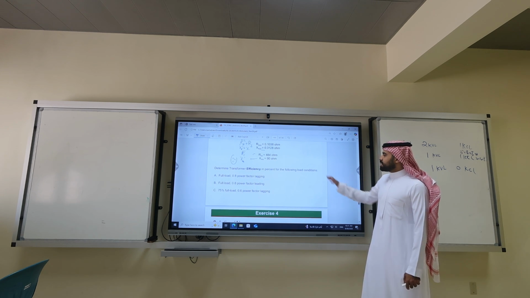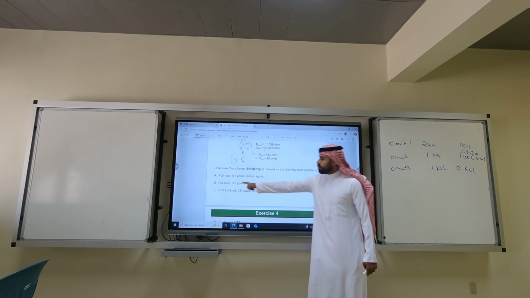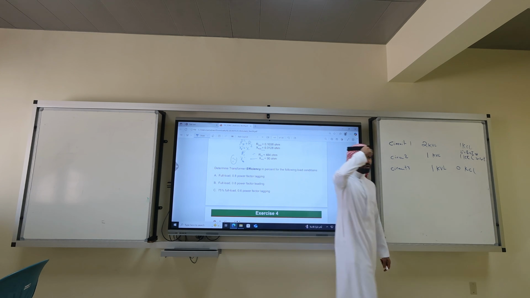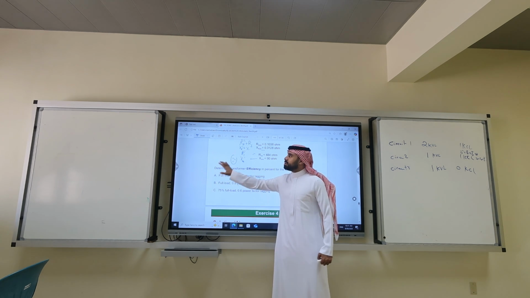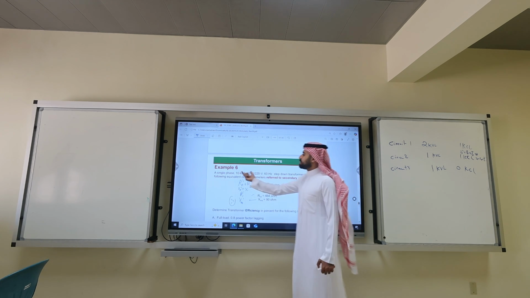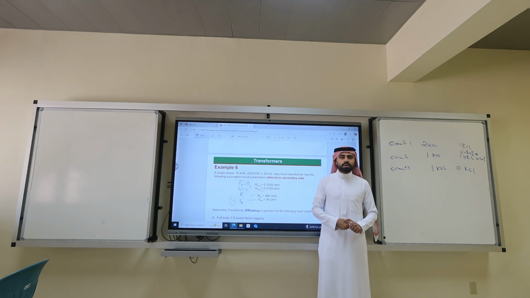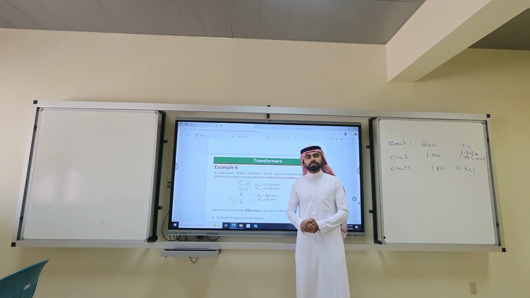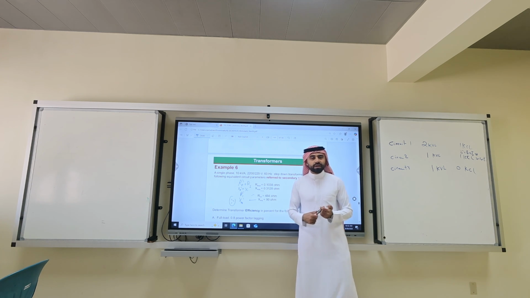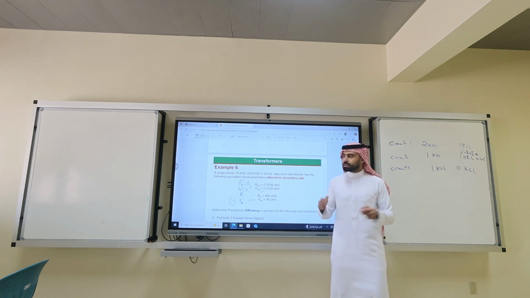Quick question. He wants the efficiency for full load, 75% of full load. What does full load mean? Full load means the whole apparent power, 10 kVA, is utilized. 75% of the full load means a 7.5 kVA refrigerator is connected. Full load means a 10 kVA refrigerator is connected. Which one is bigger, 10 kVA or 7.5 kVA? 10 kVA, that makes sense.